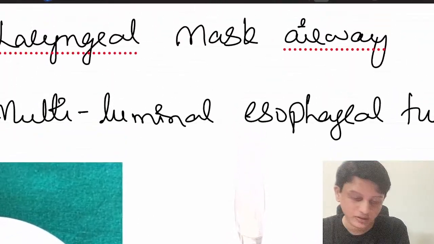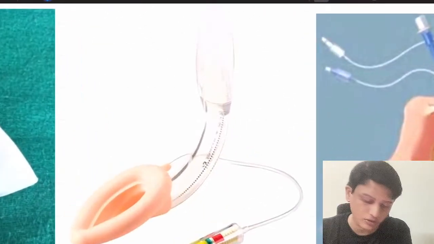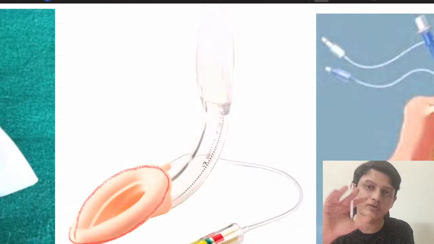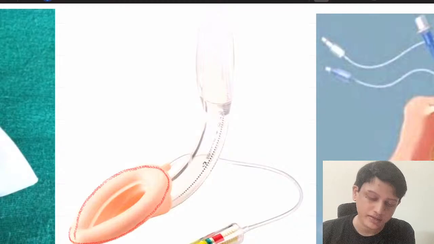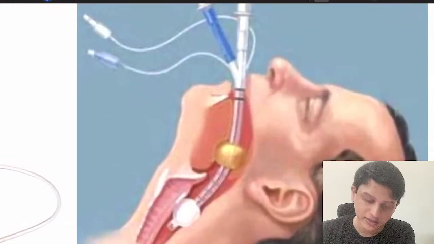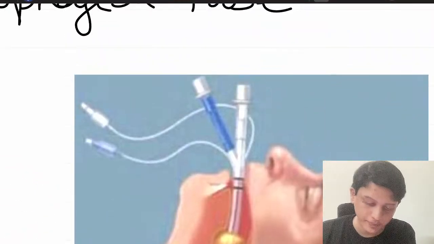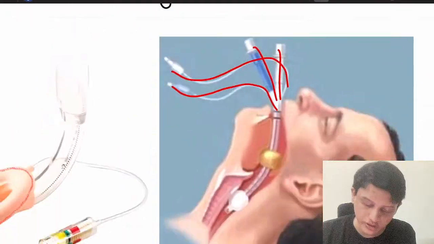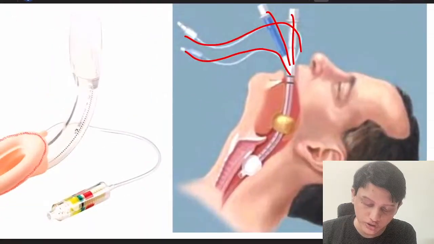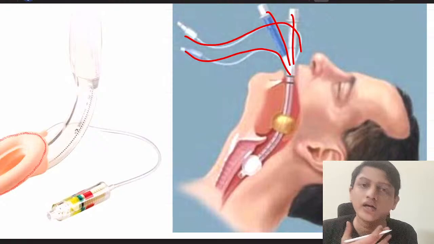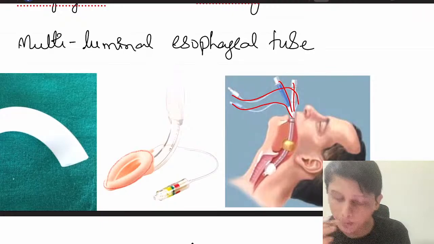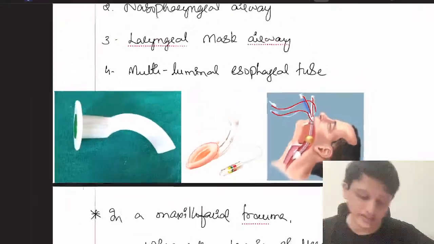Second thing, what is this? This is the LMA, laryngeal mask airway. See, in the larynx this holds in place. It covers the entire laryngeal inlet, so it's called the laryngeal mask airway. And this one, as you can see at the tip, has multiple inlets, correct? 1, 2, 3, 4. It goes into the esophagus and is kept there. So this is called the multiluminal esophageal tube. These are the different types of adjunct airways.